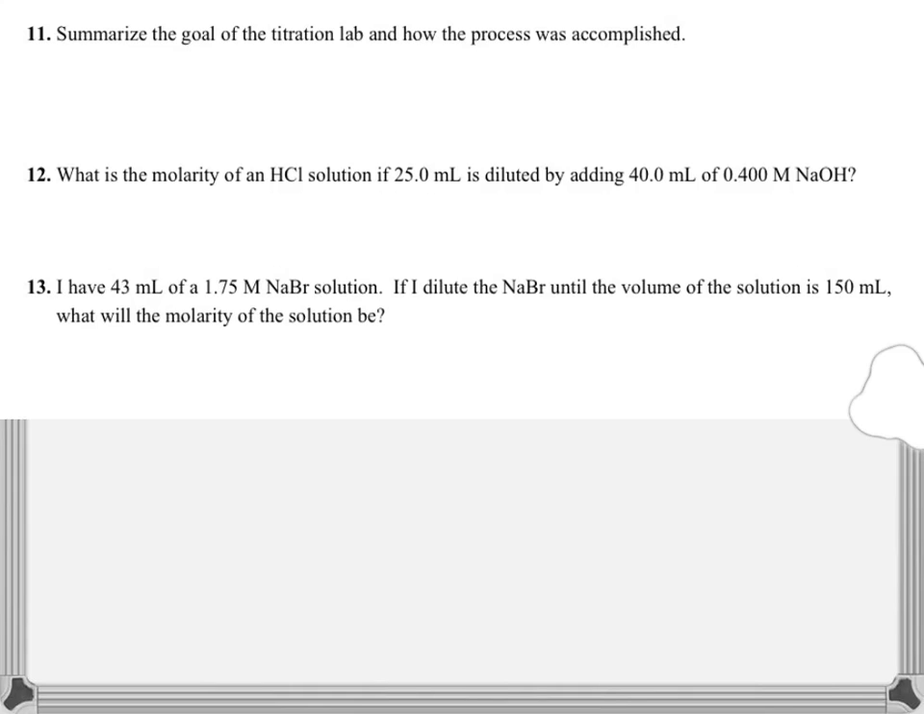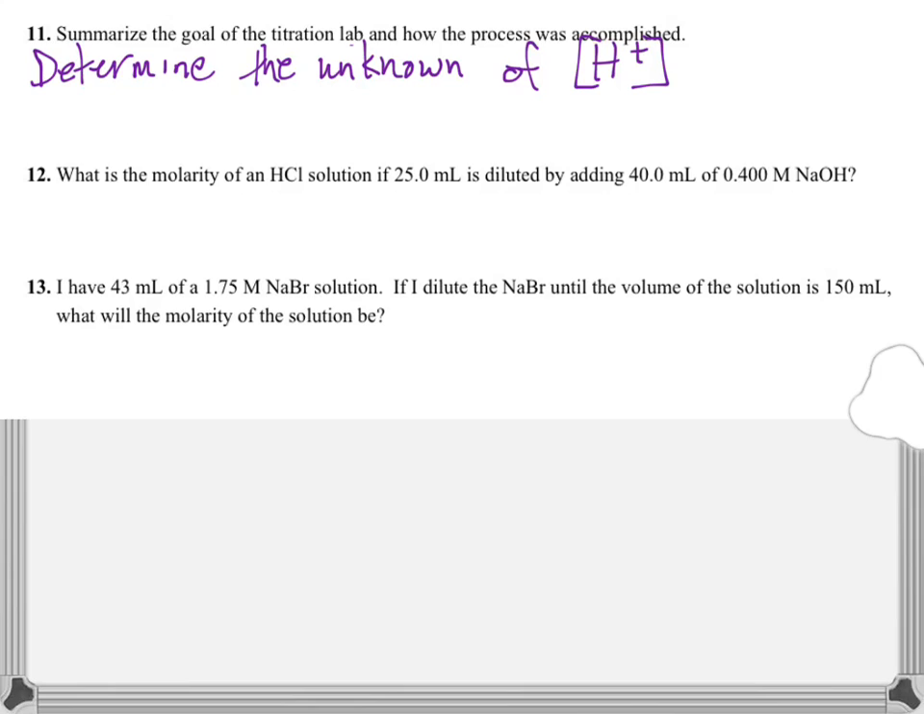Number 11, summarize the goal of the titration lab and how the process was accomplished. So the goal of the titration lab was to determine the unknown concentration of the hydrogen ions. Basically, you had an acid with an unknown concentration. We wanted to figure that out, and the process was accomplished by neutralizing the acid with a known base.